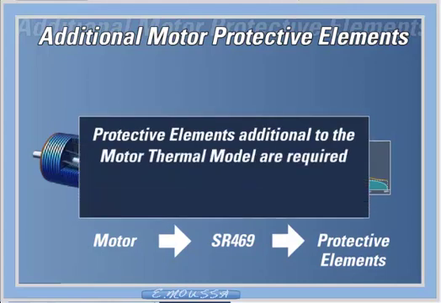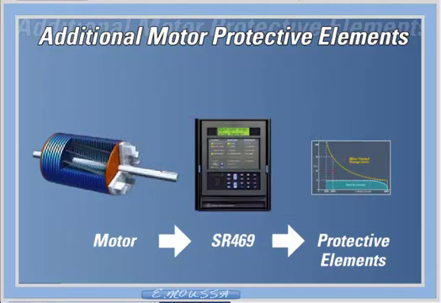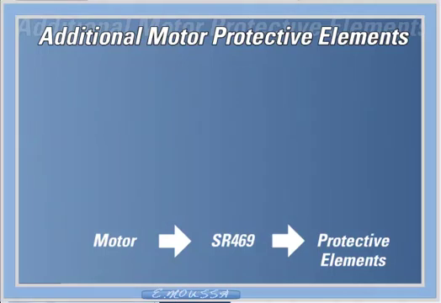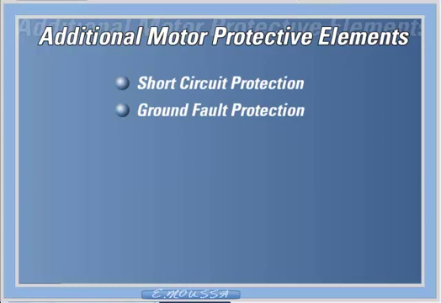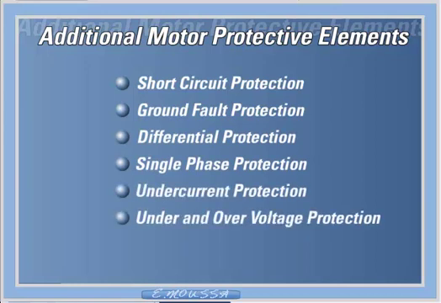Some of these elements, such as instantaneous overcurrent element, are required to provide adequate protection for an induction motor, while others, such as jam detection, are popular options which may enhance the overall protection scheme. The elements that we will examine are short circuit protection, ground fault protection, differential protection, single phase protection, undercurrent protection, and under and over voltage protection.